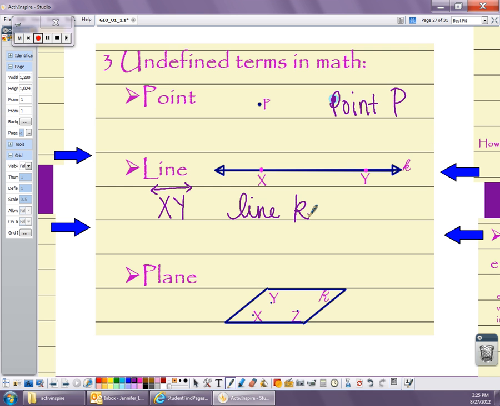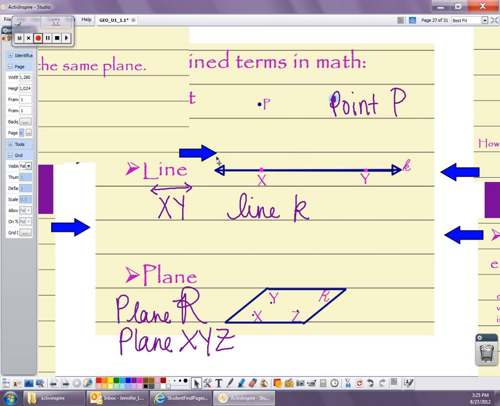And the last one is plane. And this I could use plane R, and it should be in cursive. Or I could just say plane XYZ for the 3 points in the plane. And remember that you must have 3 points for a plane.